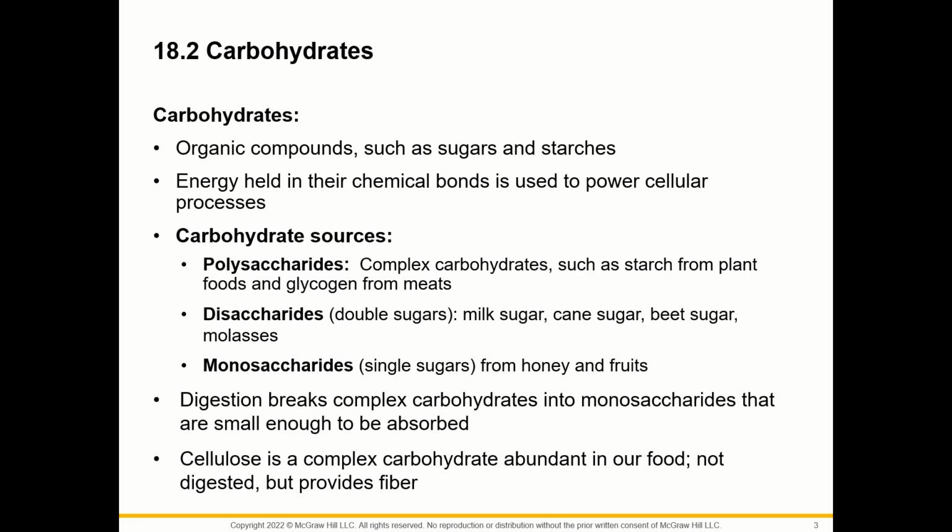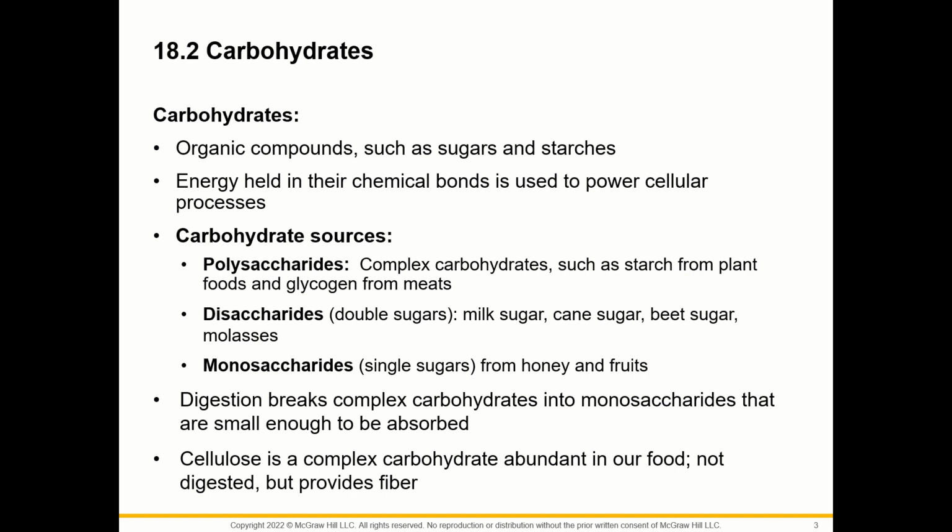Let's start with carbohydrates. Carbohydrates are organic compounds such as sugars and starches. The energy held in their chemical bonds is used to power cellular processes. Your brain can only use sugar in the form of glucose to power its cells. That's why you get a sugar rush. There are several carbohydrate sources.